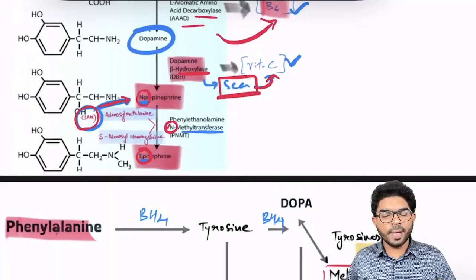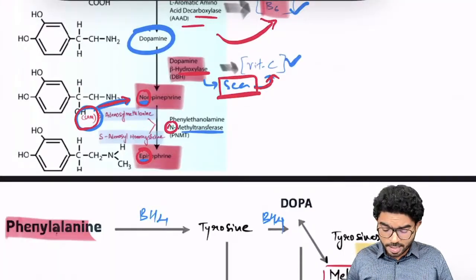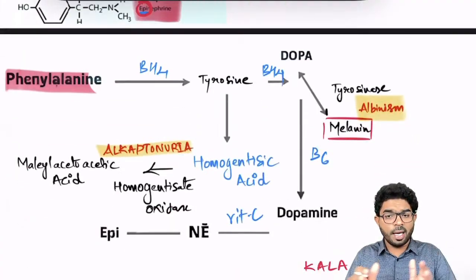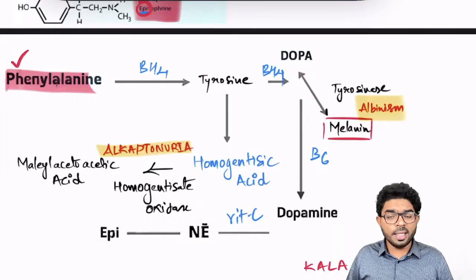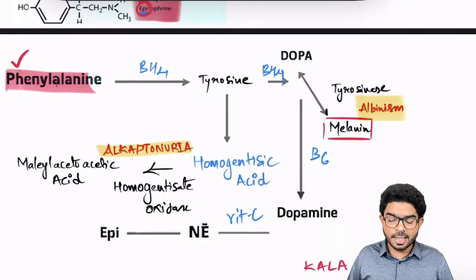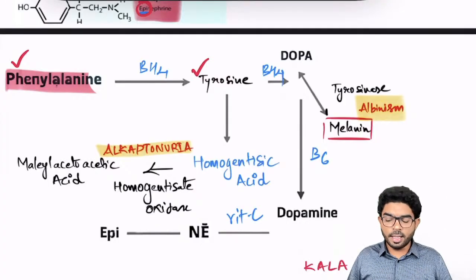I hope you are very clear with the whole sequence of catecholamine synthesis I have discussed. Now I'm mainly focusing on this chart. Phenylalanine is there. In the presence of phenylalanine hydroxylase and BH4, it is converted to tyrosine. Then, in the presence of BH4, it is converted into DOPA.